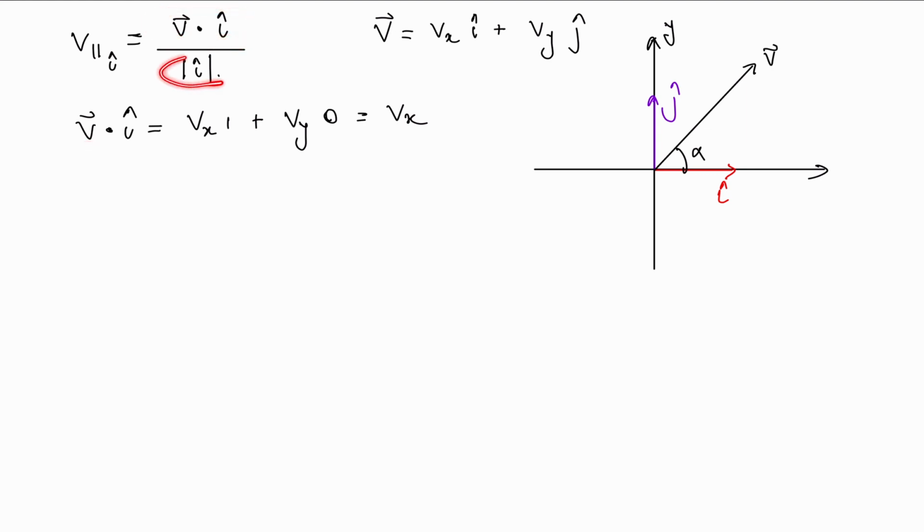Now what about the denominator? By definition, this thing here is a unit vector, so its magnitude is 1. So the magnitude of i hat is 1. This means if we substitute these things, Vx in the numerator and 1 in the denominator, the part of V that's parallel to vector i is Vx.